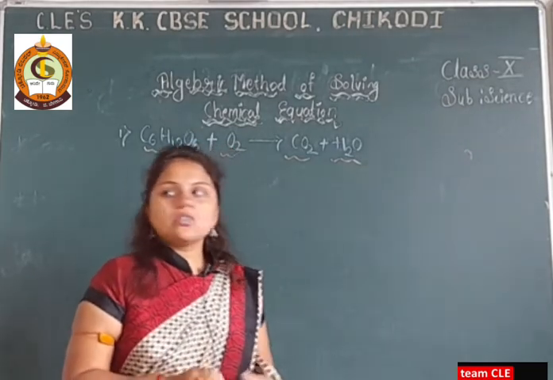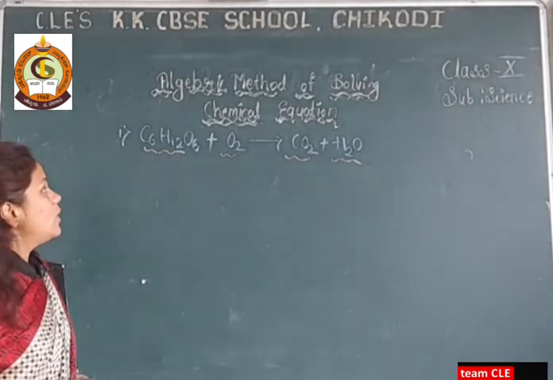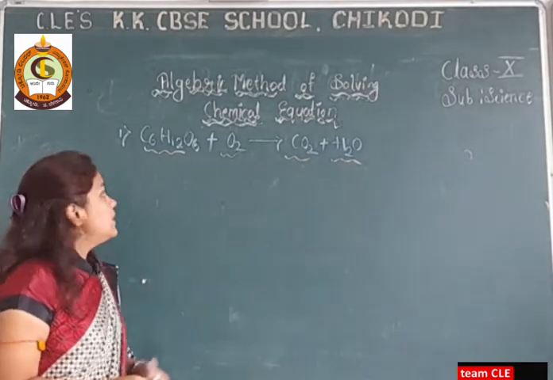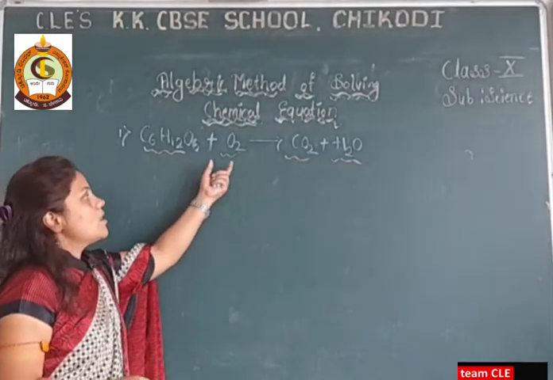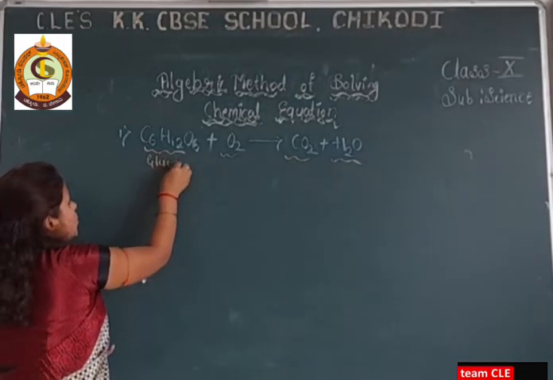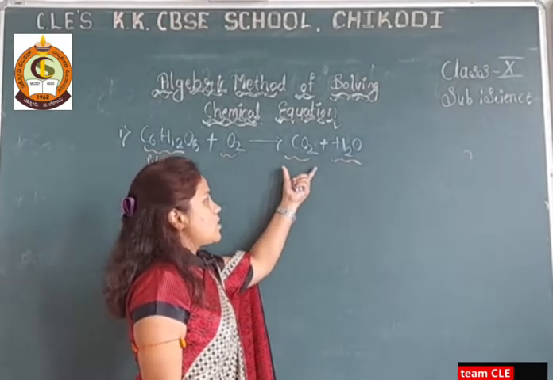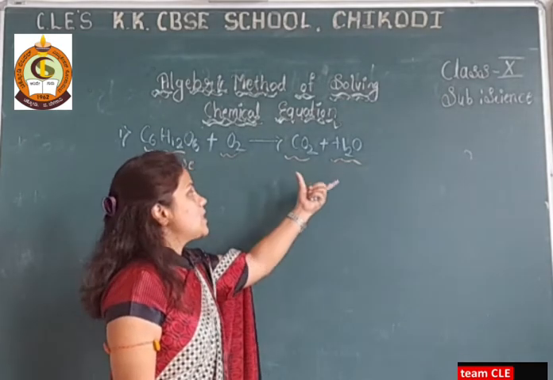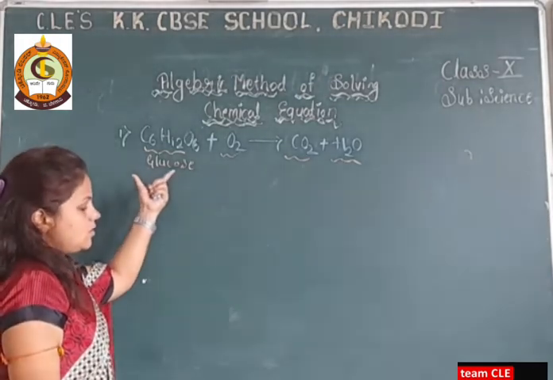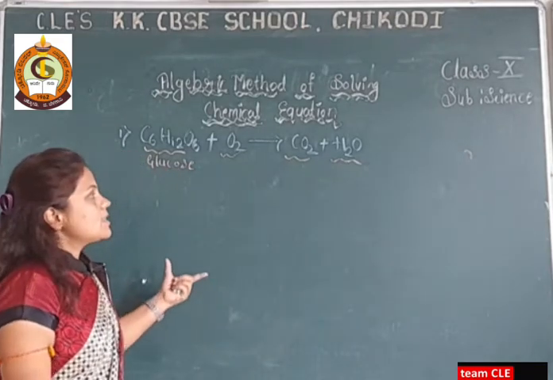Dear students, in today's class we are going to discuss the algebraic method of solving a chemical equation. I have chosen one example, C6H12O6, which is the formula of glucose. It reacts with oxygen and gives rise to carbon dioxide and water, which is in gaseous form. We don't need the chemical reaction details here; we just have to balance this equation.